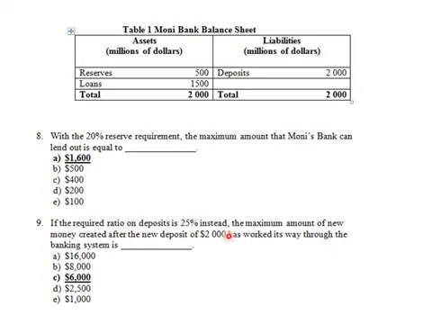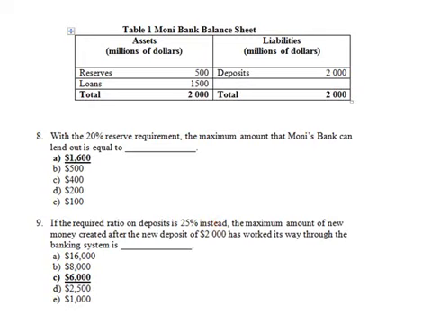Now for question 9, we change the required reserve ratio to 25%, and the amount of new deposit is still 2,000. Let's see what's the difference. Now when your required reserve ratio goes up to 25%, we already established earlier that the bank cannot lend out as much. So the money multiplying effect is lesser.